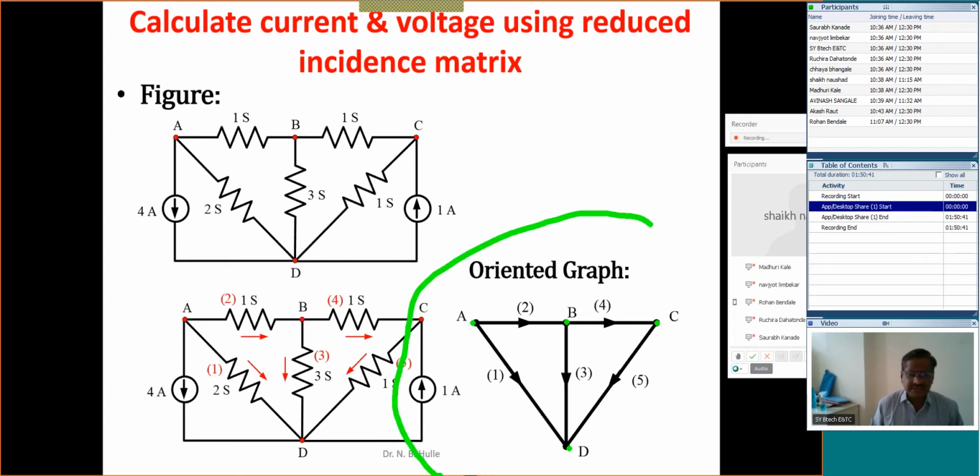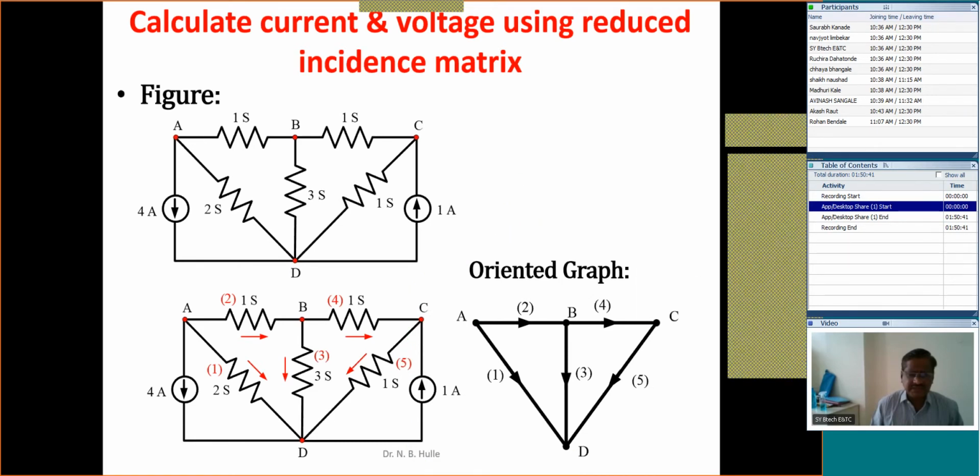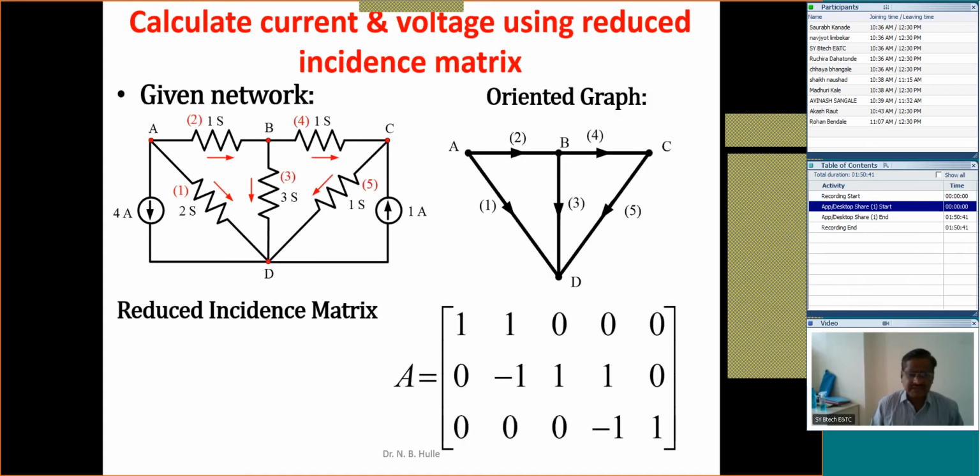Here we have already discussed how to find the oriented graph for the given figure. For this figure, we mark the directions of the currents and find this graph, which is nothing but the oriented graph. Once we know the oriented graph, now we will prepare its reduced incidence matrix.